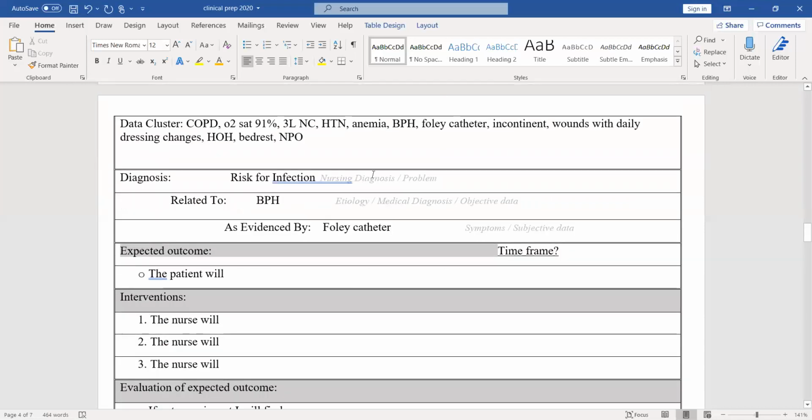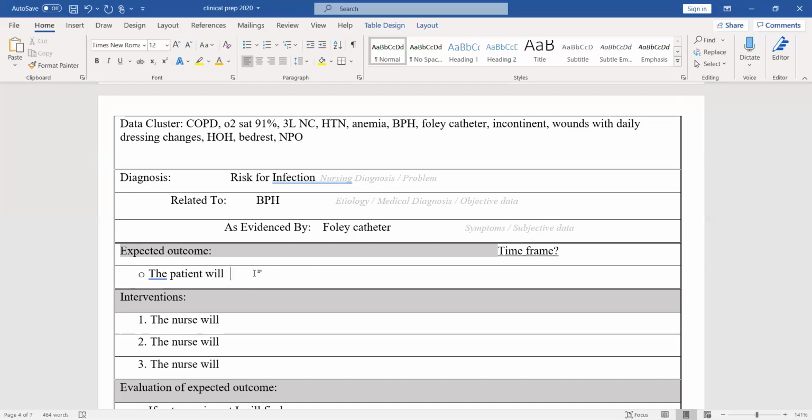So pretty straightforward. We have to think about what is something that we as nurses would be able to measure or control. We're not going to be able to just control our patient's white blood cell count. I want to make sure that my patient doesn't get an infection.